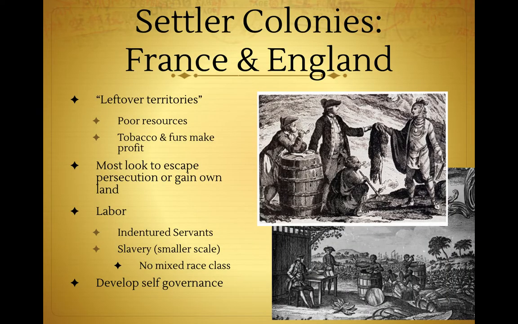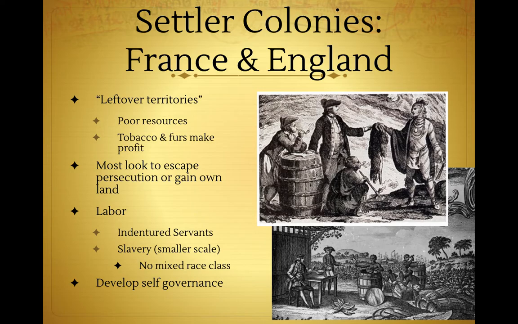But last colonies that we need to talk about. These are the settler colonies of France and England. They are in North America. These are the leftover territories that the Spanish and Portuguese were like, yeah, these suck. There's nothing good. They were always looking for gold here, and there wasn't any. So they're looked at as having poor resources for them, nothing to get rich quick off of.